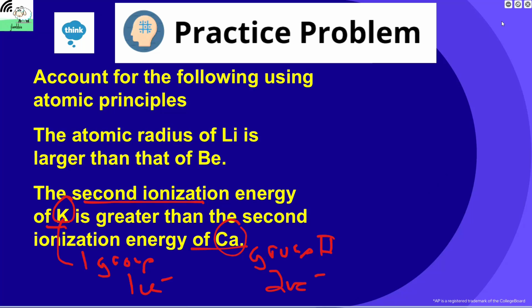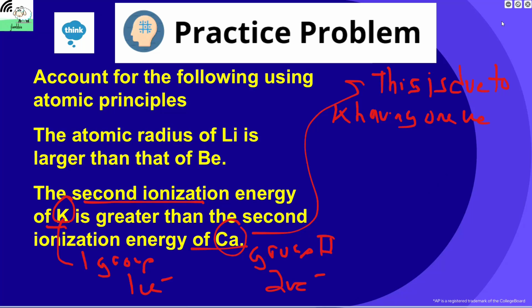So the rationale here, and I'll use, again, claim evidence reasoning for this. I'm just going to start with this part down here as my claim. The second ionization energy of K is greater than the second ionization energy of Ca. This is due to K having 1 valence electron compared to Ca having 2 valence electrons.